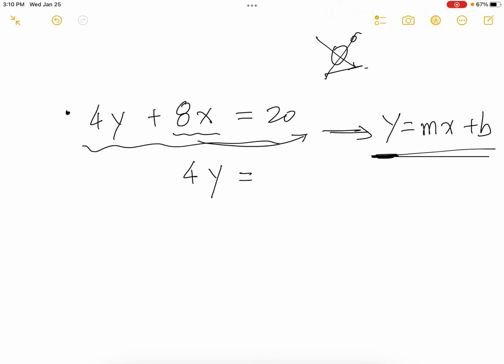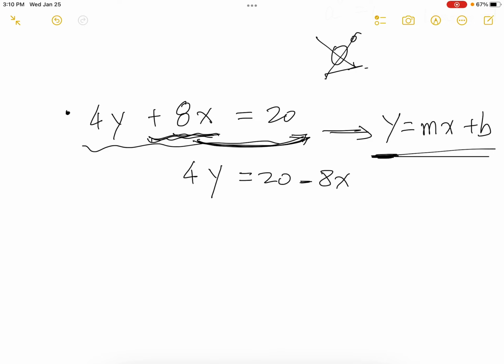Now the rule with that is that whenever you move anything to the other side, you change the sign or you change the operation. So in this case, you have plus 8x moved to the other side. So it should become minus 8x, right?